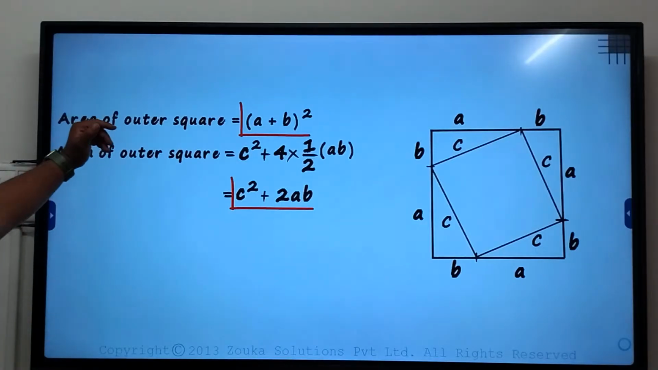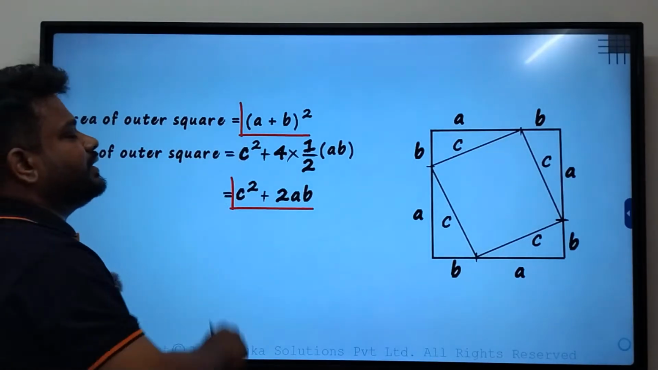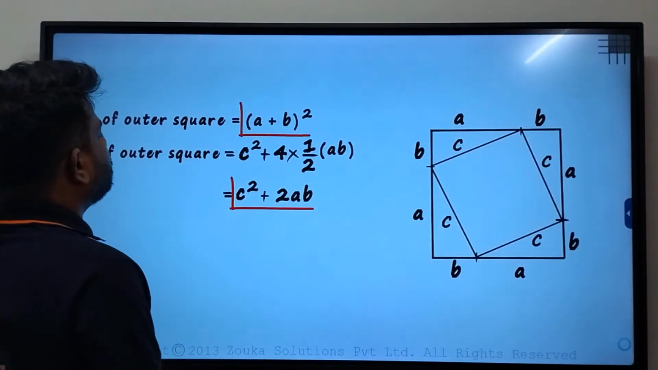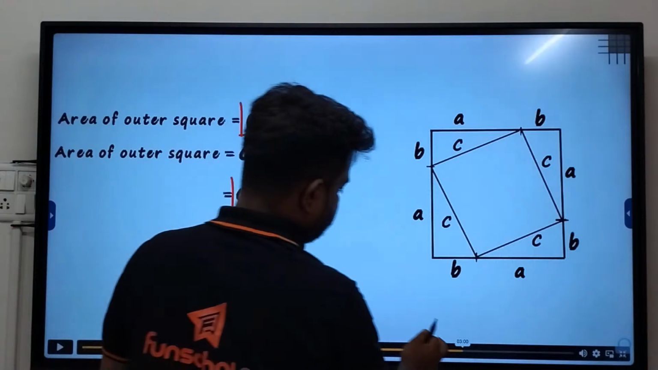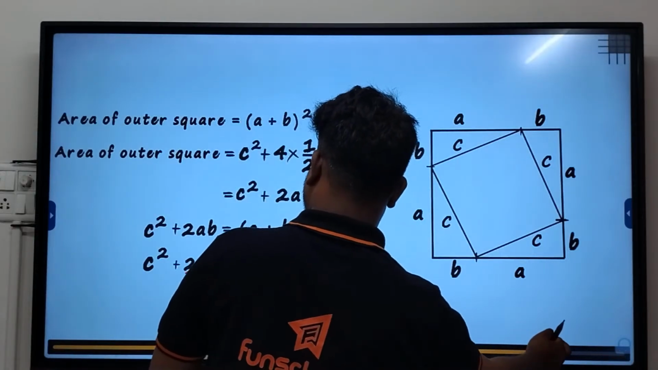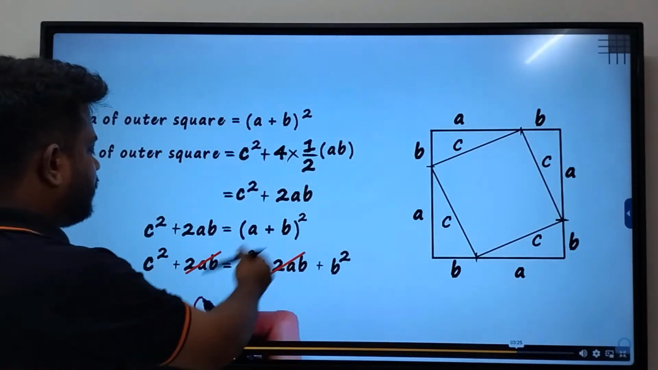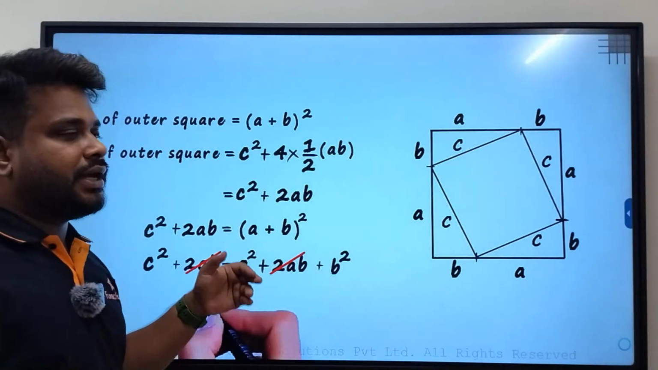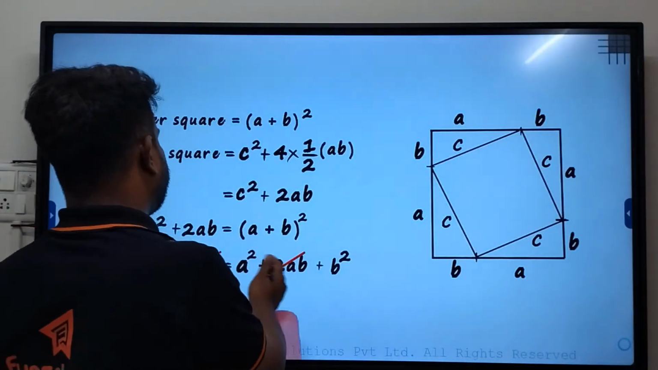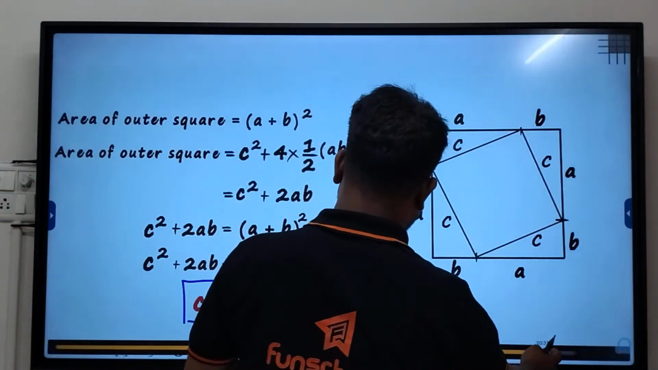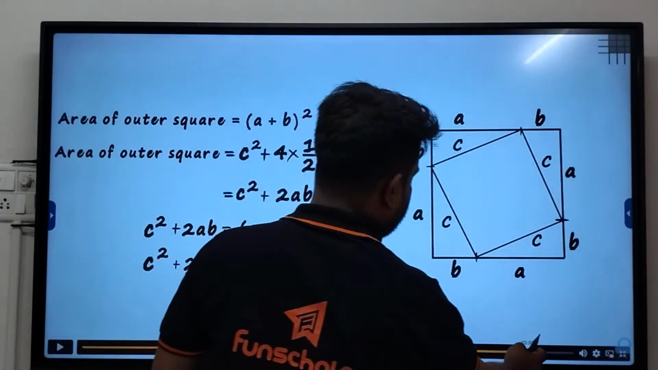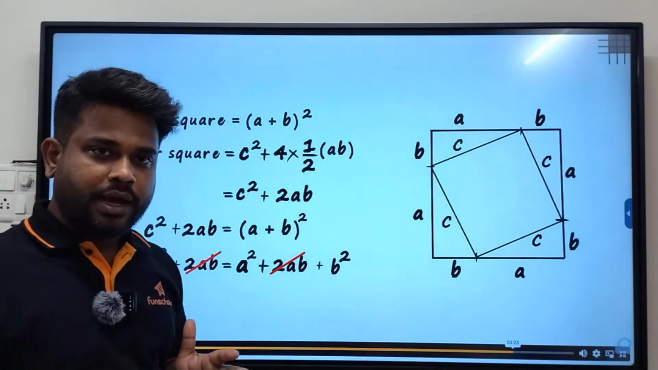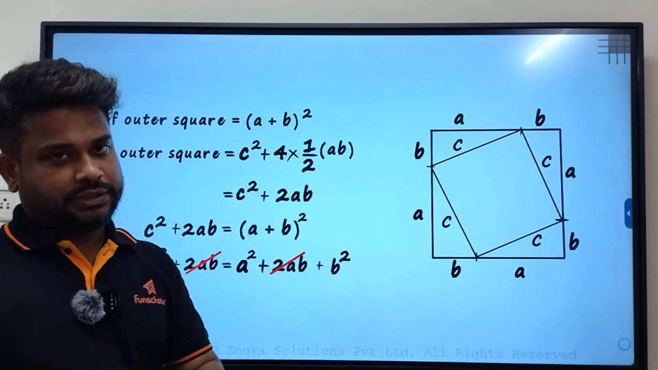The area of the outer square is (a plus b) whole squared because we have to add them, and the area of the outer square will be like this, right? Now if they are the same square, their areas will also be the same, and if we cancel these out, then we will get the formula of the Pythagoras theorem, that is hypotenuse square equals height square plus base square.